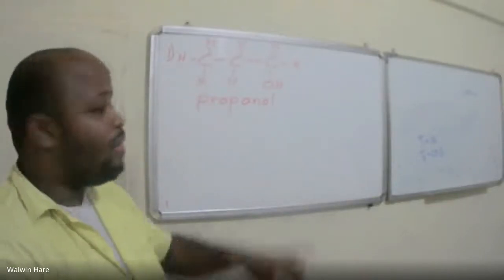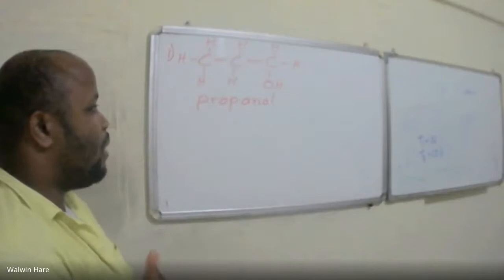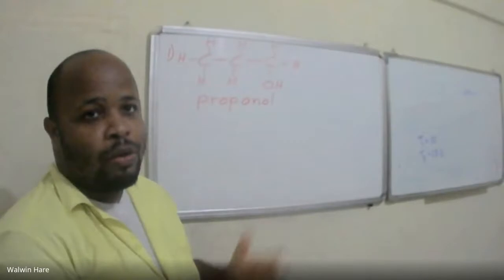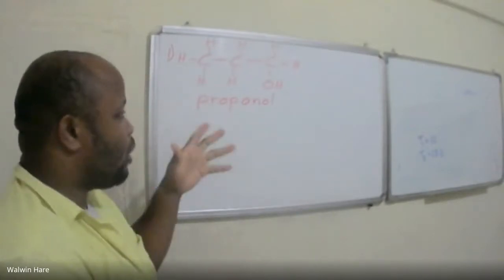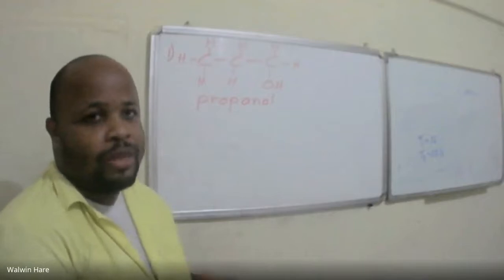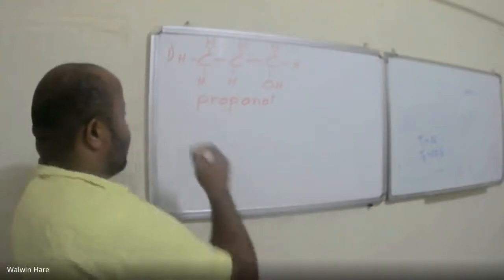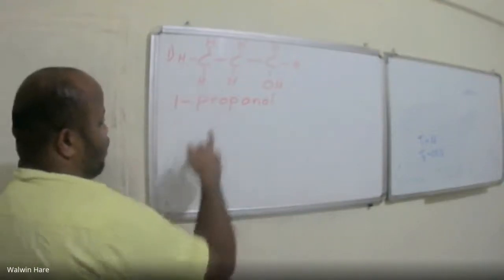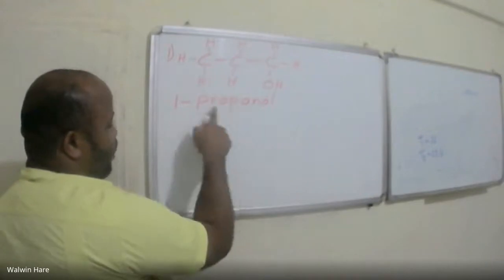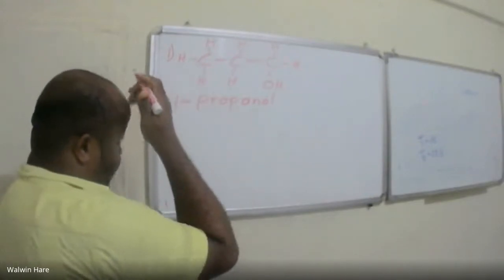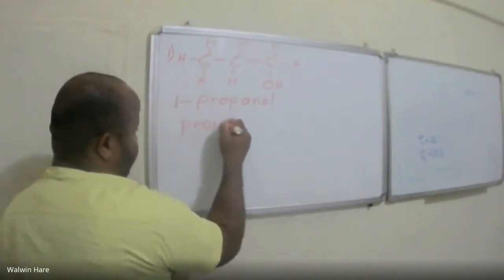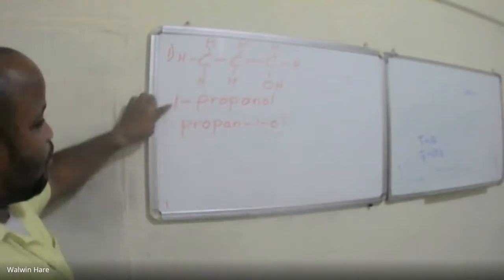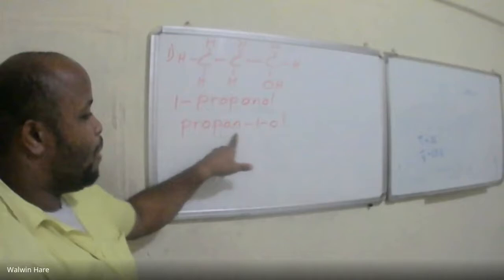Now we have to tell where the OH group is. And when we're telling which carbon it is attached to, we always count from the end closest to the OH group. So on which carbon would the OH group be present? First carbon. Right. So it would be 1-propanol. Or you can put the 1 between the two parts of the name: propan-1-ol. So you can say 1-propanol, or you can say propan-1-ol.